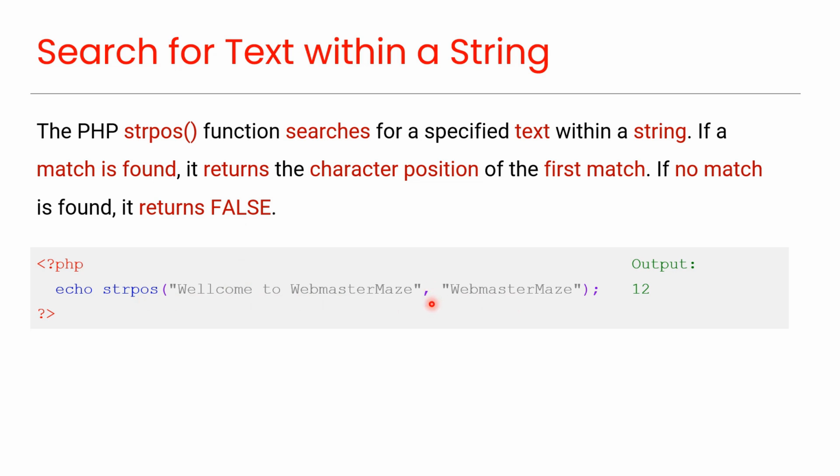The first character of the string is at position 0. So, the substring webmaster maze starts at position 12. Thus, the output will be 12, as you can see here.